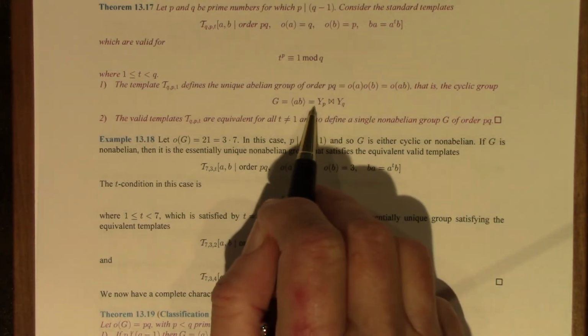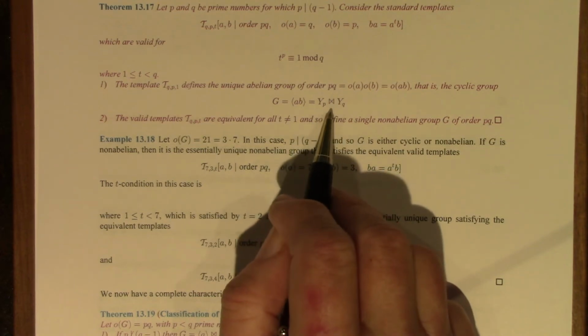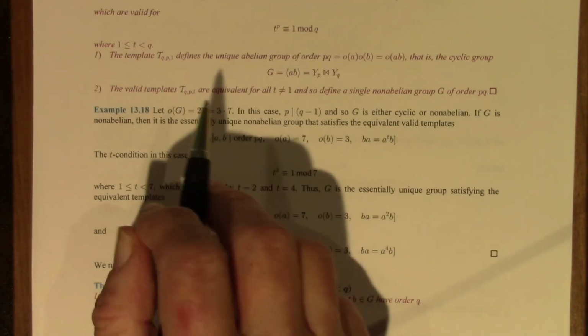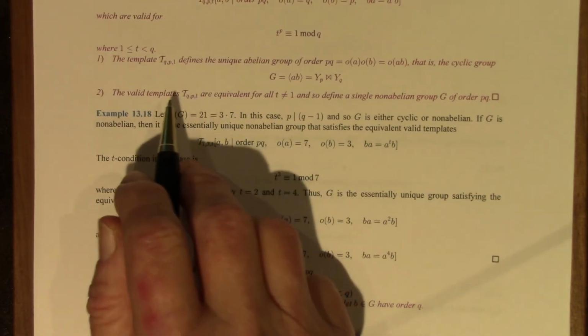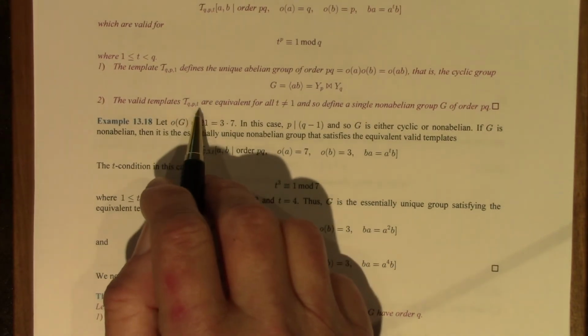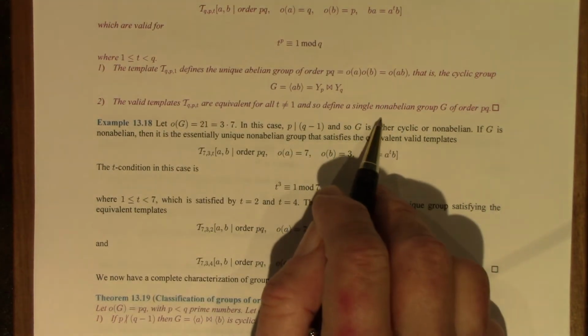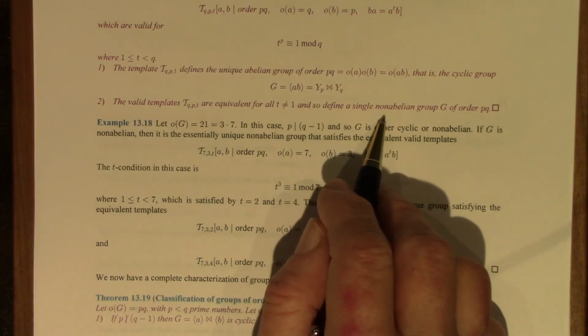Or in other words, this cyclic subgroup we've already encountered in the case where P does not divide Q minus 1. For the other values of T not equal to 1, the templates are equivalent for all T, and so define a single non-abelian group of order PQ.